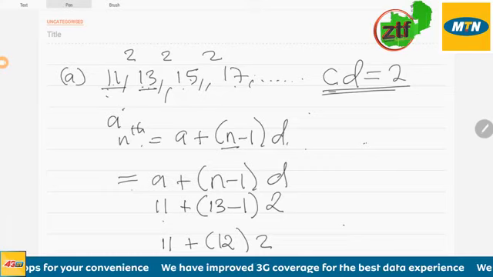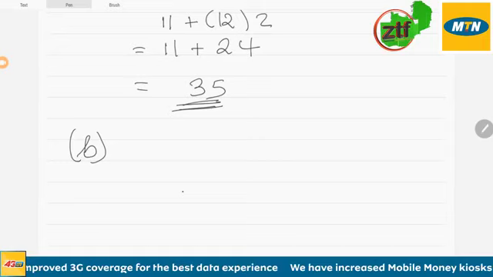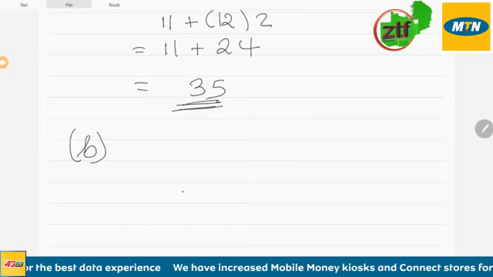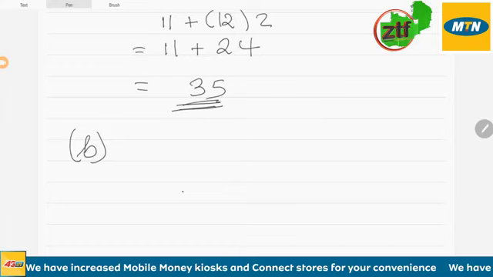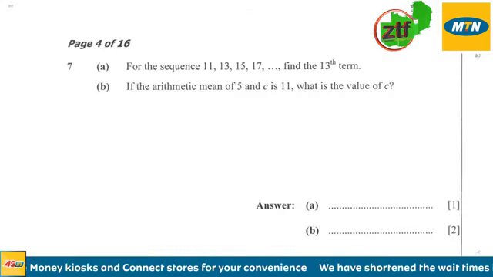Right, so let us look at now the next question. The next question states, if the arithmetic mean of 5 and C is 11, what is the value of C? If the arithmetic mean of 5 and C is 11, what is the value of C? So here we have two numbers, 5 and C, and the arithmetic mean gives us 11. Now they want us to find the value of C.